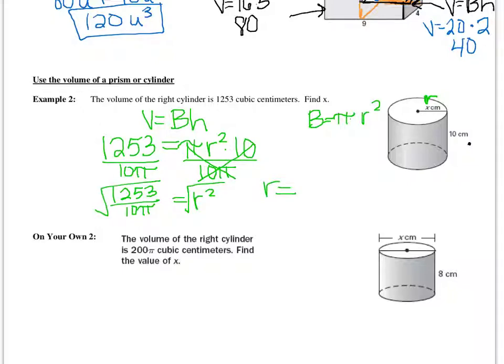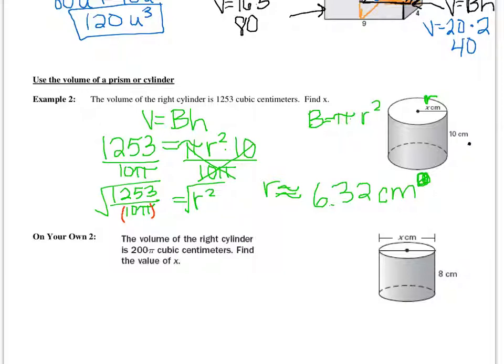So r equals, now you can put this in your calculator. And when you put it in your calculator, do the square root sign, and then do 1,253 divided by, open a parenthesis here, and do 10 times pi, and then close your parenthesis, and you'll probably have to close it again for the second time. And then if you do that correctly, your answer that you should get will be about 6.32 centimeters. Not centimeters cubed, I find my radius, so just plain centimeters. So pause it and try the next one on your own.